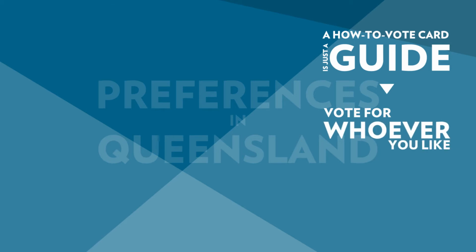as you go in to vote are just a guide. They show how each of the parties would like you to vote, but how you actually vote is entirely up to you. And when the media talks about preference deals being done between one party and another, those things are just for the how to vote cards. You can vote however you want.